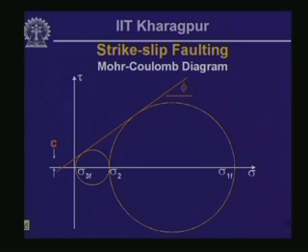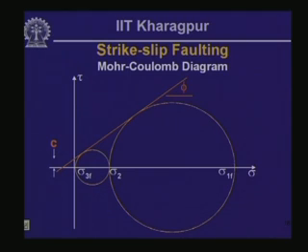Now we look at the Mohr Coulomb diagram for this particular case. It is slightly more complicated than the Mohr Coulomb diagram that we had for the normal fault and the reverse fault. So here, sigma 2 is occurring in the vertical direction, and that is the intermediate principal stress really. And if you have an intermediate principal stress, which is different from the other two principal stresses, then you have to construct two more circles.